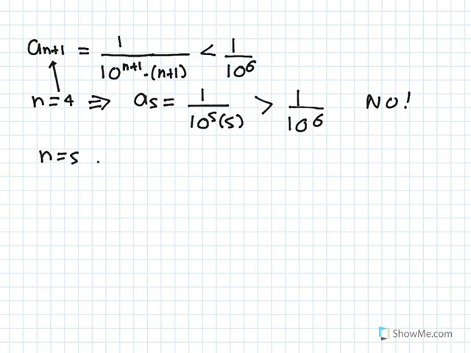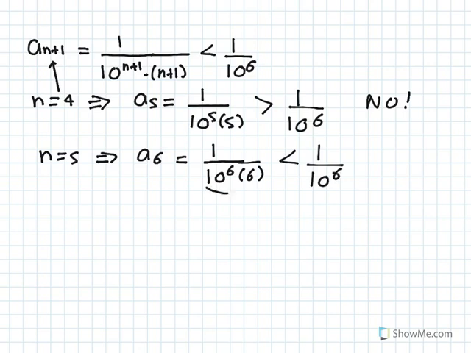Let's try n equals 5. n equals 5 gives us a6, the first omitted term, if we add up the first 5 terms. So a6 will be 1 divided by 10 to the power of, plugging in n equals 5, 5 plus 1 is 6, times 5 plus 1, which is 6. And this is definitely less than 1 over 10 to the 6 because the denominator of the left-hand side is larger than the denominator of the right-hand side.